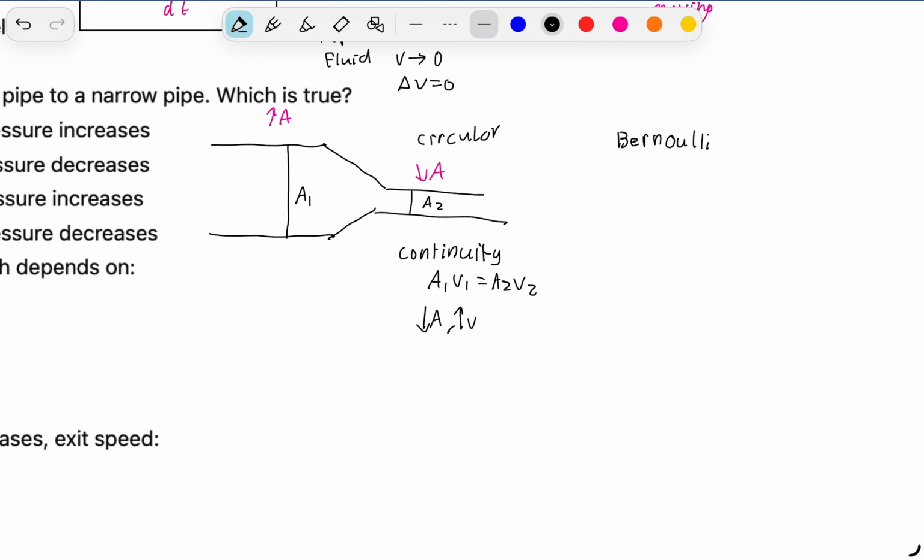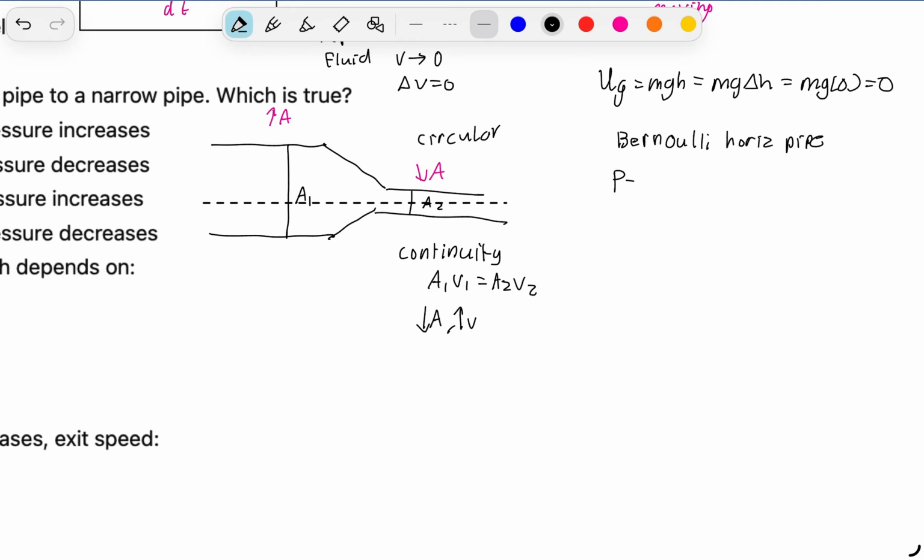We already know that for our horizontal pipe, which is what we have here, the height is going to stay the same, so our UG term is going to cancel out, since UG is equal to mgh, and if your delta height is 0, then mg delta height is equal to 0. That's why your UG terms cancel out on both sides of your Bernoulli equation. You're going to have pressure plus 1/2 rho v squared, which is your kinetic energy term again, and we know that this is going to be held constant.